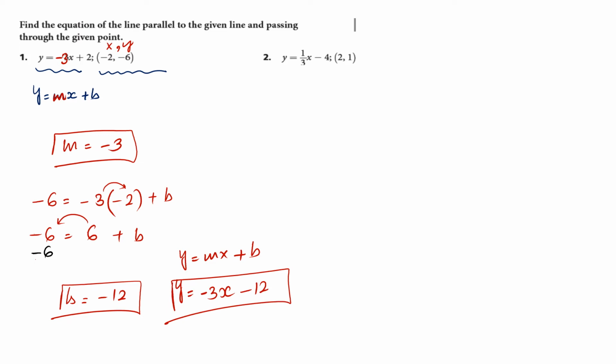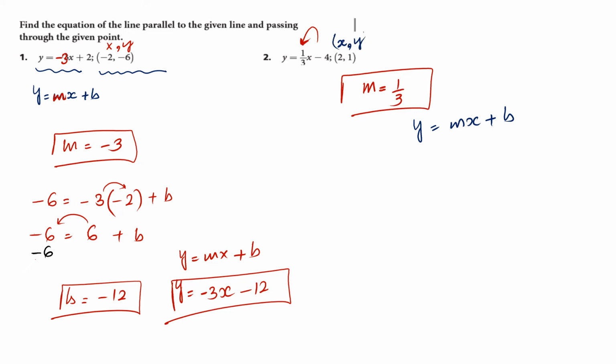Another question, y equals 1 over 3 x minus 4. So what is the slope? Slope is the number written as the coefficient of x, that is 1 over 3. Slopes of parallel lines are the same, so the m stays as it is. Now write the equation of the line and replace the y and x by the coordinates that are given.